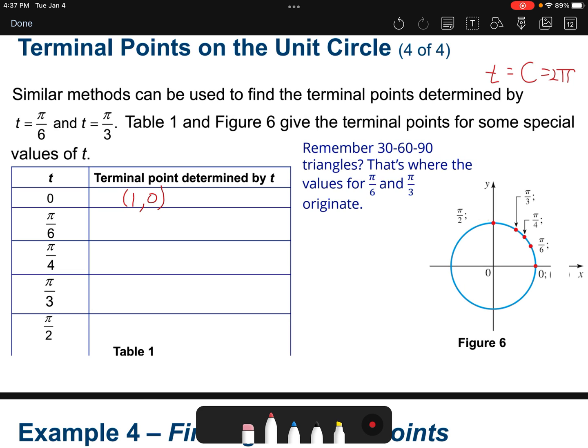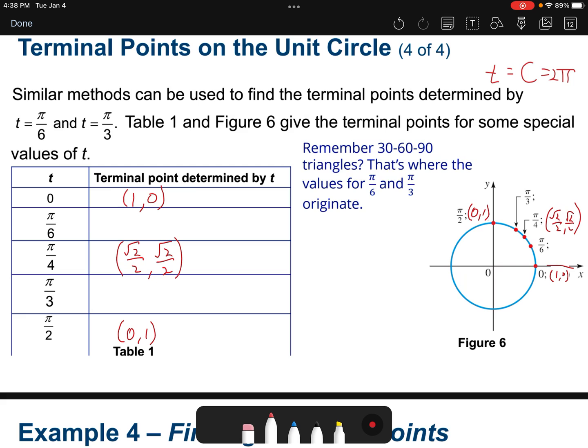What about pi over 6? We already know pi over 4. We just determined it. Radical 2 over 2, radical 2 over 2. And I'm going to put that in here. Okay. You know this is 1, 0. I covered it up there. Let's see, what was pi over 2? Remember what pi over 2 was? It's this one right here, right? And that point was 0, 1. So we're missing pi over 6 and pi over 3.